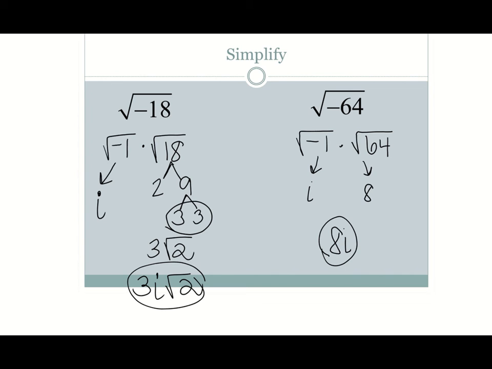So go ahead and practice breaking down that square root. But the big picture here is we can split it up into the square root of negative 1 times the square root of our number, and then we can actually solve this using our imaginary unit to get an answer rather than saying that we have no solution.